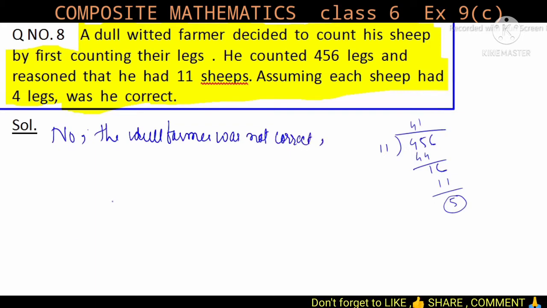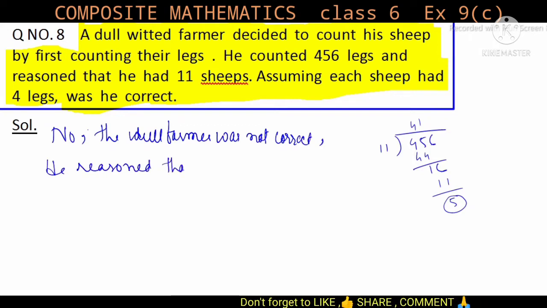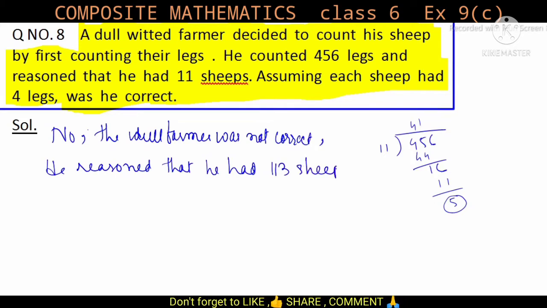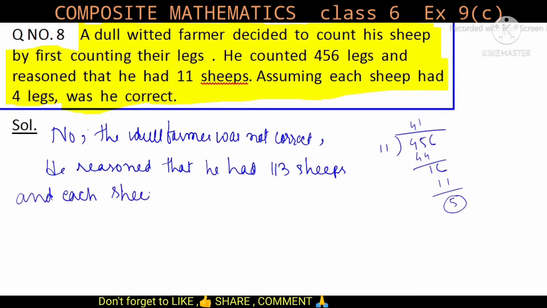Now how will we find out? He reasoned that he had 113 sheep, and each sheep has 4 legs.